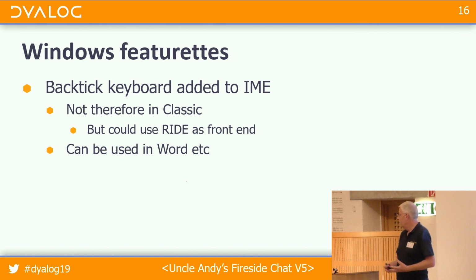It works really well. And what we've done is we've added it to the IME. So when I say we, I mean John has added it to the IME. So you can use the backtick keyboard in the IME. I think there's a setting somewhere down in the depths of the configuration options for the IME to do that. What it does mean is it won't work with a classic interpreter because the classic interpreter does not use the IME. On the other hand, you could use Ride locally to the front end of a classic interpreter.